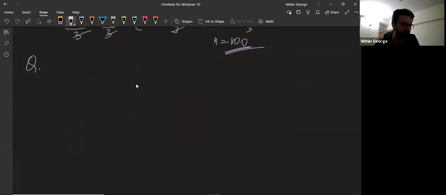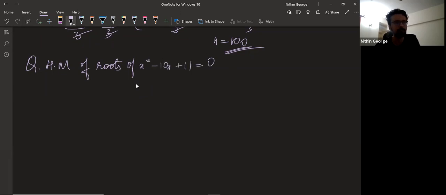Next question, last question. Find the HM, harmonic mean, of the roots of x square minus 10x plus 11 equal to 0. What do you do here? Harmonic mean of roots. How do you find the harmonic mean of the roots? Guys, please answer. How do you do this?